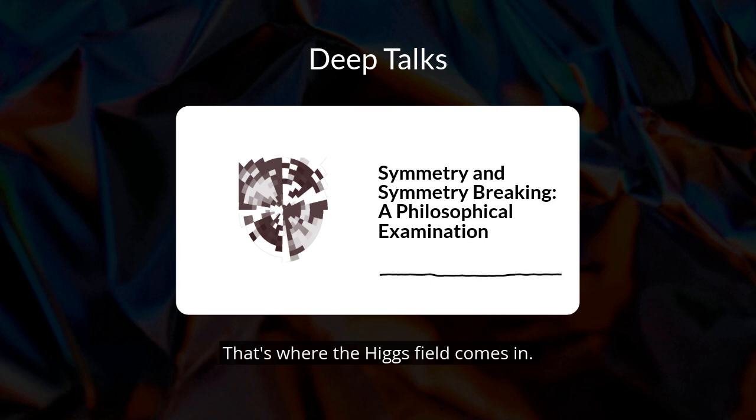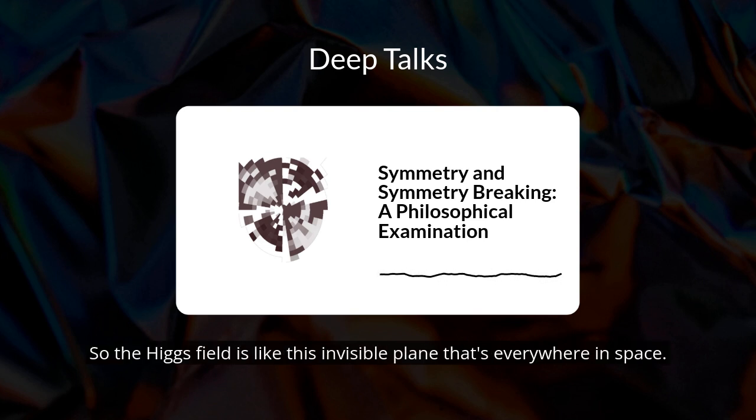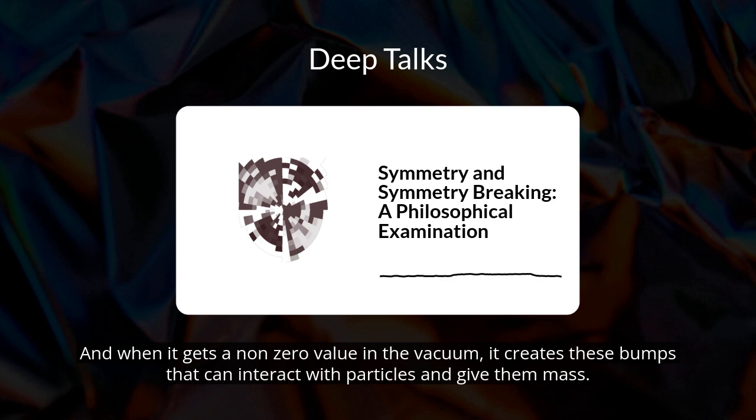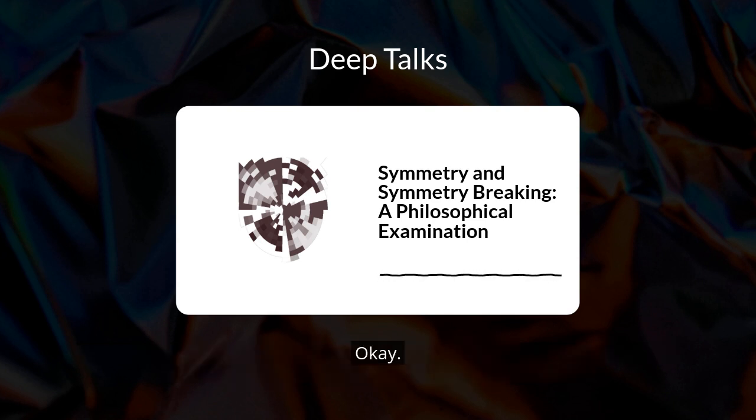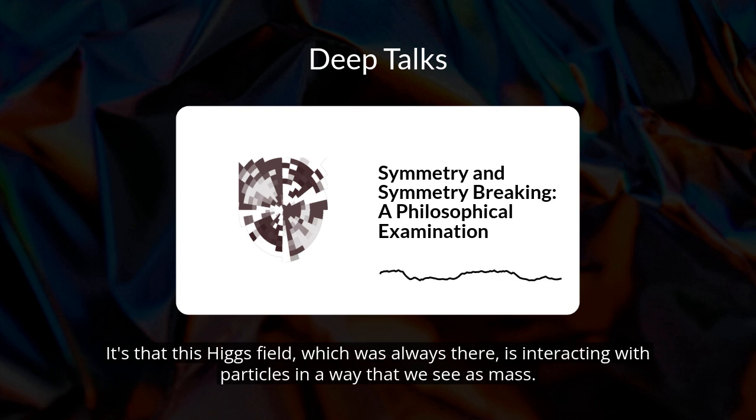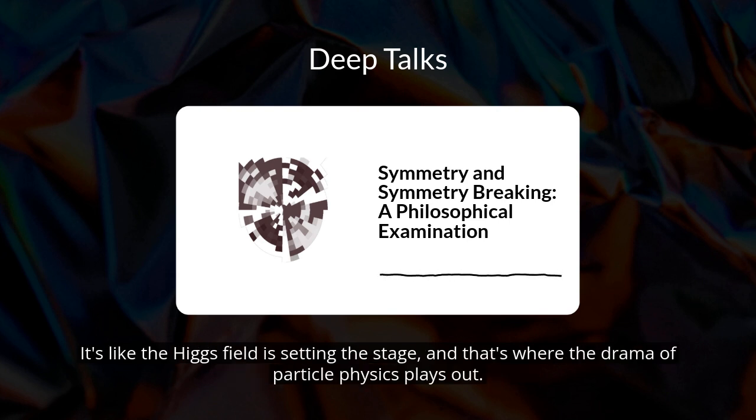That's where the Higgs field comes in. So the Higgs field is like this invisible plane that's everywhere in space. And when it gets a non-zero value in the vacuum, it creates these bumps that can interact with particles and give them mass. Okay, so it's not that something's coming from nothing. It's that this Higgs field, which was always there, is interacting with particles in a way that we see as mass. It's like the Higgs field is setting the stage, and that's where the drama of particle physics plays out.